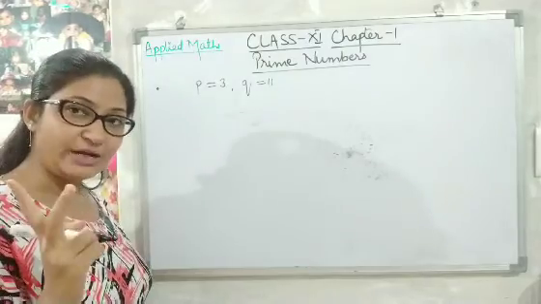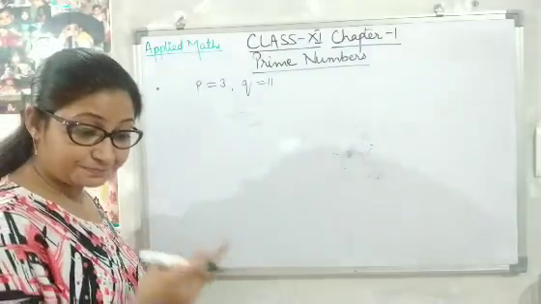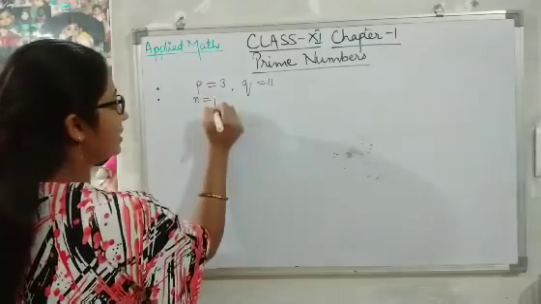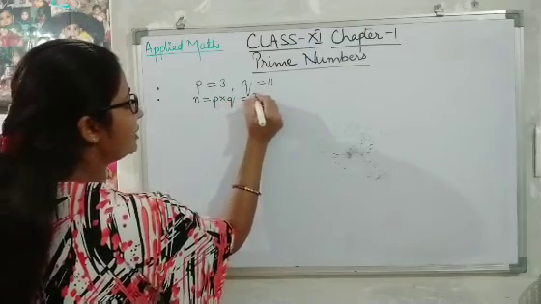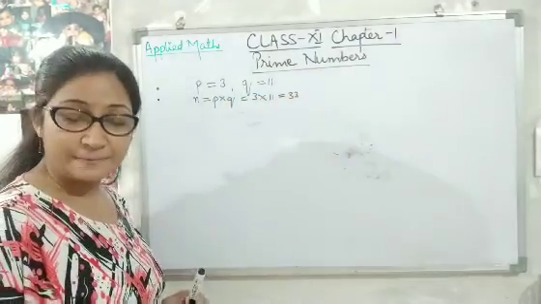So we have chosen two prime numbers, P and Q. One is 3 and the other one is 11. The second step was to multiply them. So n is equal to P into Q, which gives 3 into 11 is equal to 33.